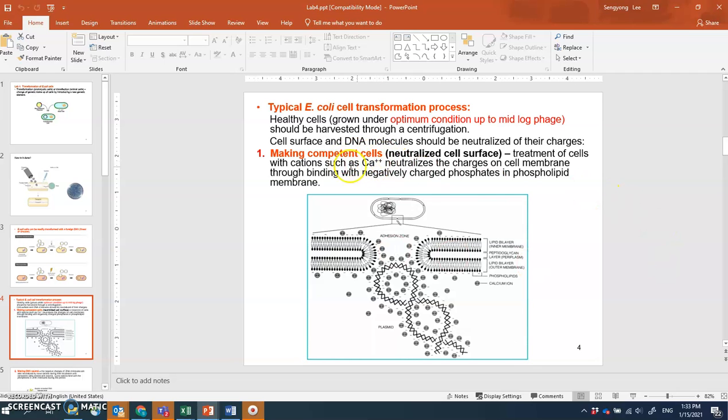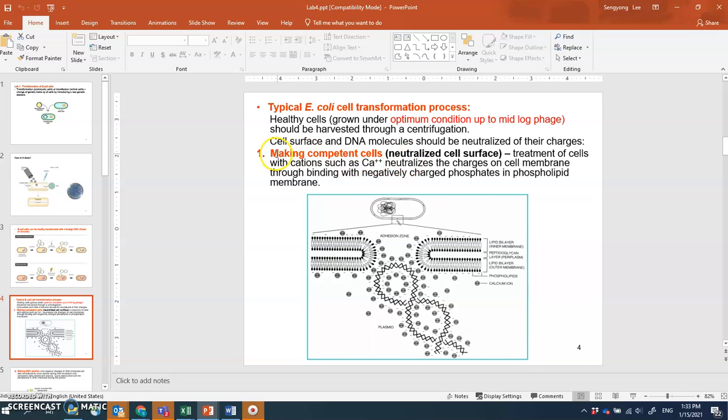Calcium ion is positively charged, right? So if you add a bunch of calcium ion, then calcium will bind on the phospholipid surface, and it also binds with DNA that has few minuses. So calcium ion will neutralize the charge of the cell membrane as well as neutralize the charge of the DNA. That's why you want to add calcium chloride or rubidium chloride into the cells.